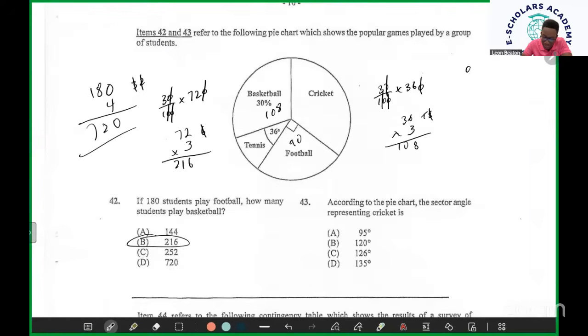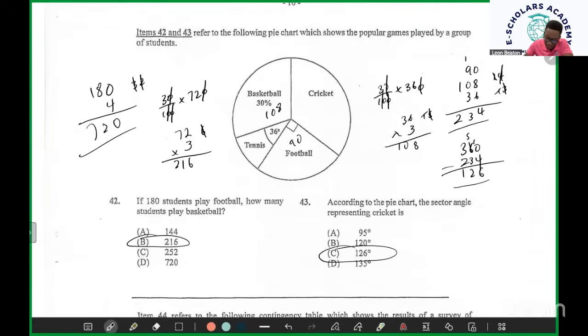So we add up 90, 108 and 36. We end up with 234. So 360 minus 234. This would be 126, which is C.